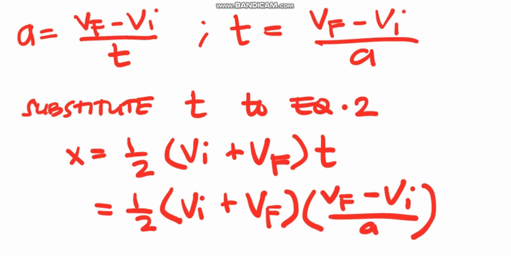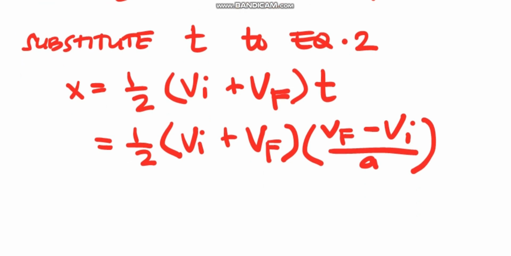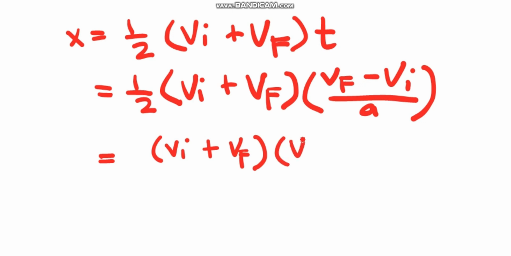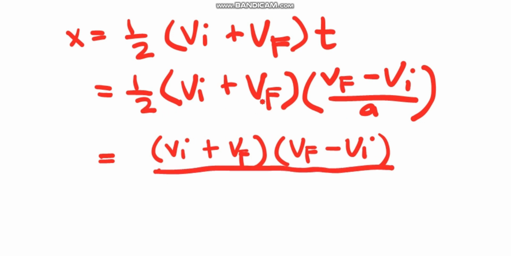Now, simplifying these terms, this will now become the quantity vi plus vf times vf minus vi, all over the denominators 2 and a, 2a. Okay, so this is x.